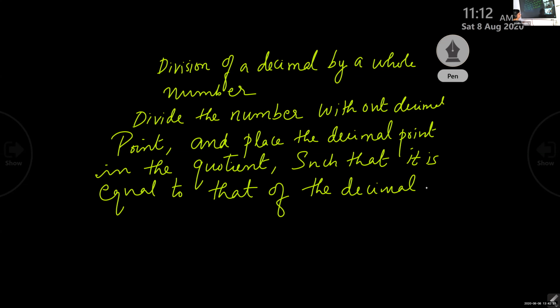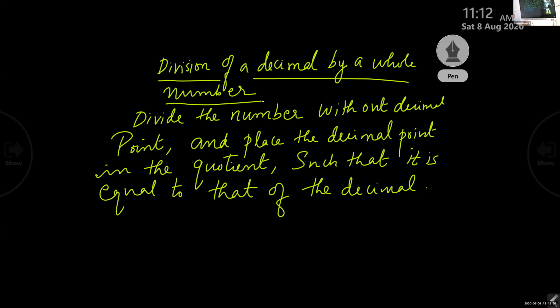Given is understood. That of the decimal given to you, that is for the dividend. You understand like that? Because we are dividing a decimal with a whole number, isn't it? So only one decimal is there. That is the decimal given. That is the meaning. So division of a decimal by a whole number is the heading.